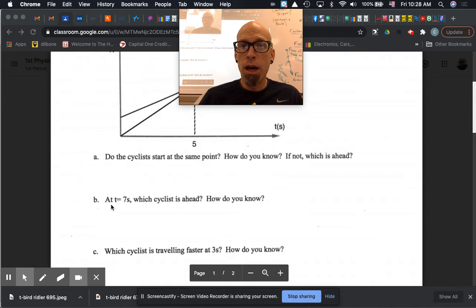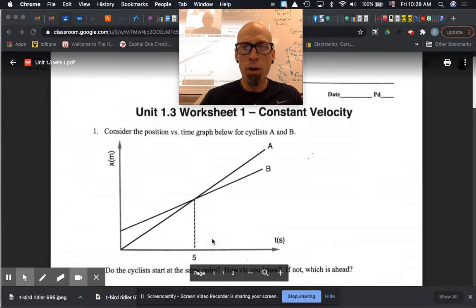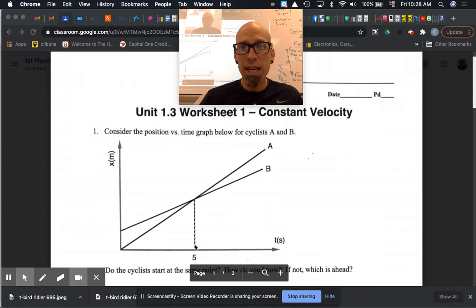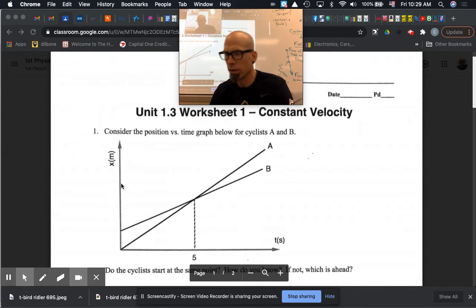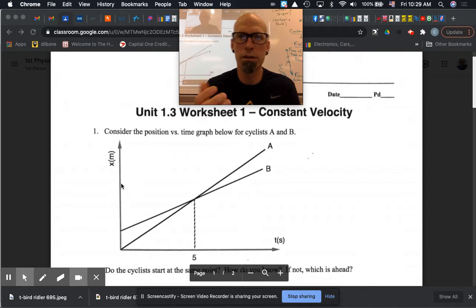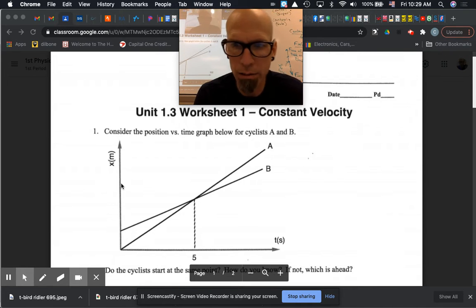Question 2. At 7 seconds, which cyclist is ahead and how do you know? Well, we don't know where exactly 7 seconds is, but if this is 5, I would guess that 7 would be somewhere over here. And then I go up here to where the lines are, and I see that A's line is above B's line over here in this area. And if I project that over to, I guess I could, oh, I can't even write on it because it's not that kind of graph.